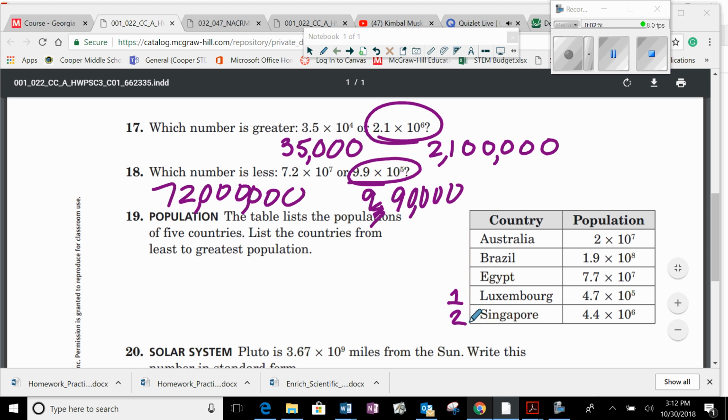Okay, and what's the next one? We have to decide between Australia and Egypt because they have the same exponent. Australia is going to be smaller because 2 is smaller than 7.7. The exponents were the same, so then we have to look at the constants. So that means Australia is smaller than Egypt, and Brazil is the largest country population. Questions?